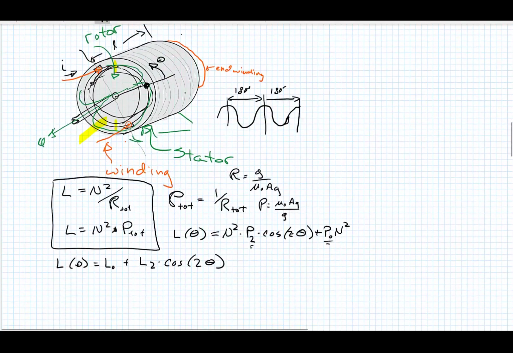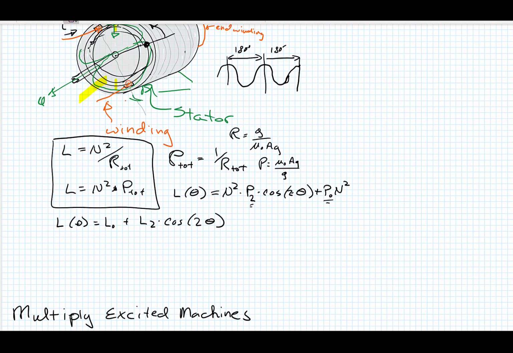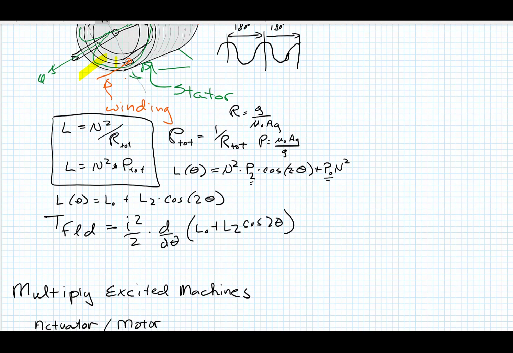So you're going to take the derivative of that with respect to theta. So the torque, quite simply, is going to be equal to I squared over 2 times the derivative with respect to theta of L naught plus L2 cosine 2 theta. And then this ends up being equal to minus. Now, here's an interesting thing. There's some kind of symmetry that's going to show up as we look at these. And like Mustafa was asking about the negative sign and all that, well, we have it. Now, it's because we chose cosine.